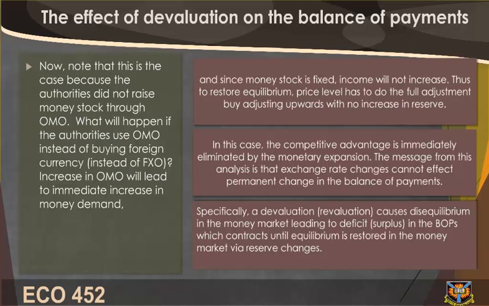The message from this analysis is that exchange rate changes cannot effect a permanent change in the balance of payment. Specifically, a devaluation-revaluation causes disequilibrium in the money market, leading to deficit or surplus in the BOPs, which contracts until equilibrium is restored in the money market via reserve changes.